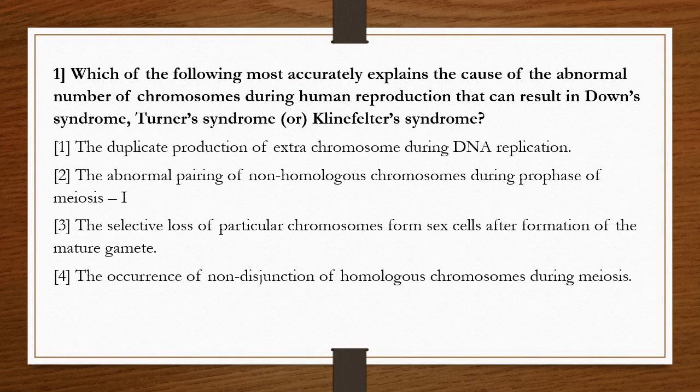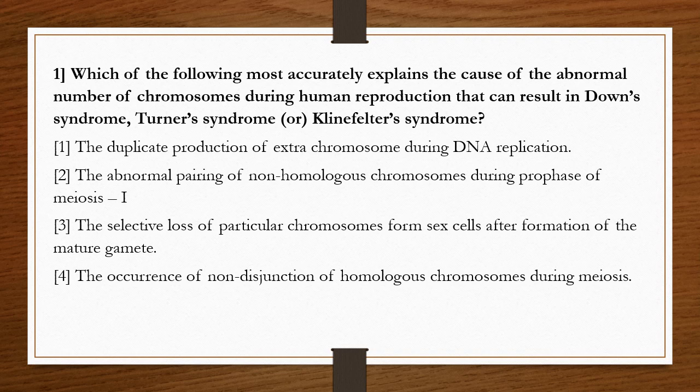Question number 1. Which of the following most accurately explains the cause of the abnormal number of chromosomes during human reproduction that can result in Down syndrome, Turner syndrome, or Klinefelter syndrome? Let's see the options. 1. The duplicate production of extra chromosome during DNA replication.